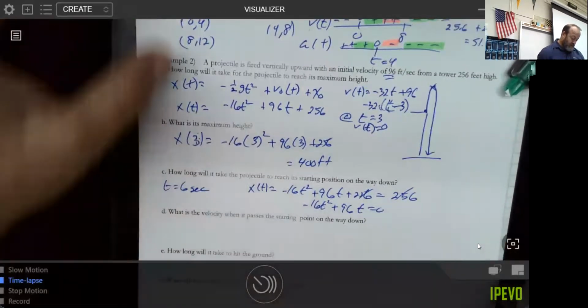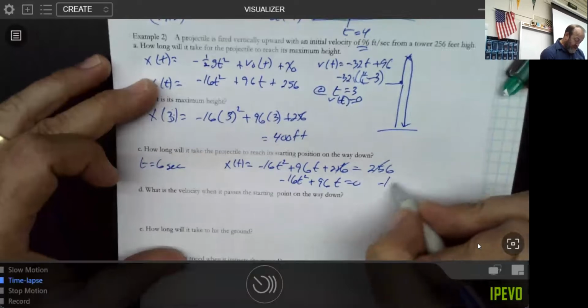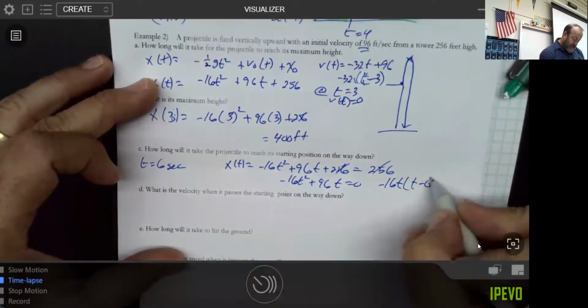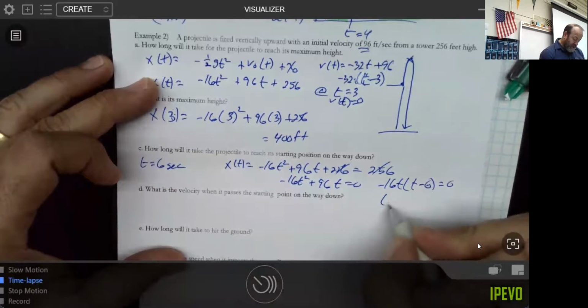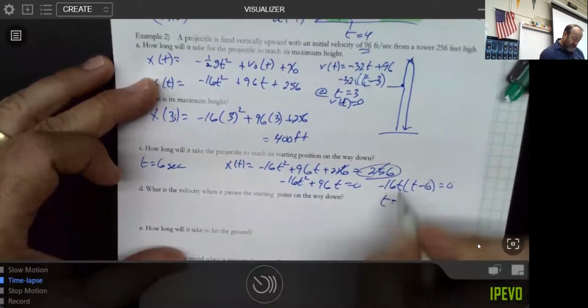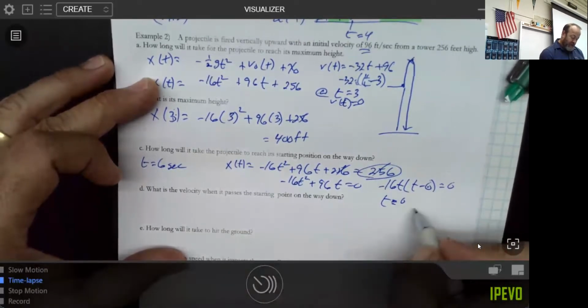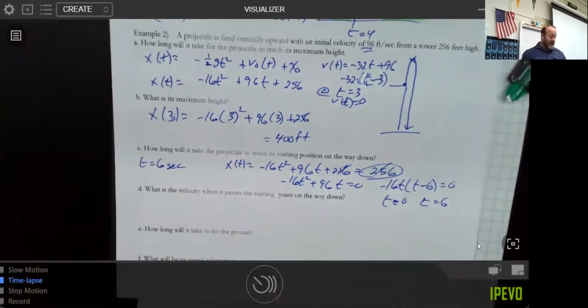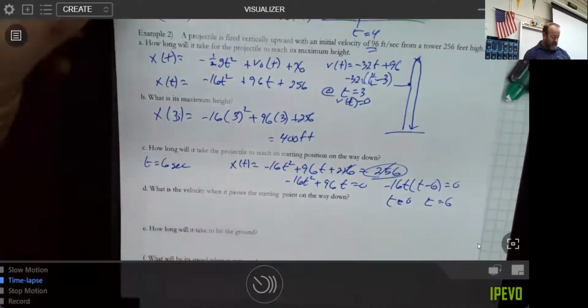We could do a little teeny bit of factoring, like pull out a negative 16 and a t. What would be left is t minus 6. And that leaves me with 2 times when this height is exactly 256 feet off the ground. That happened at t equals 0 and at t equals 6. So you can see the validation of what our logic tells us it should be.